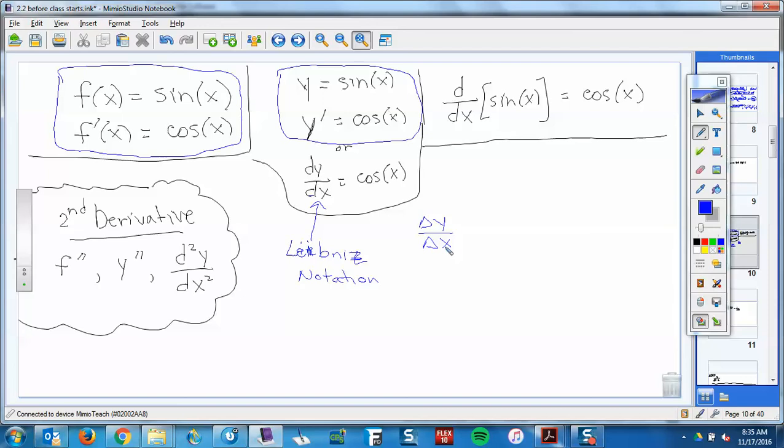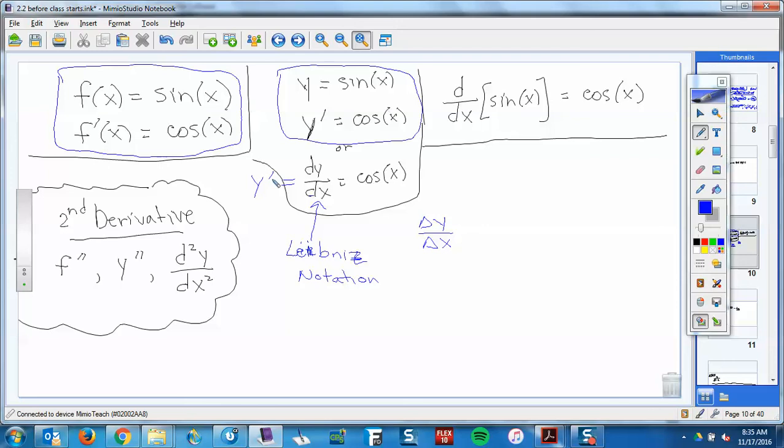Okay, now the one real advantage to Leibniz notation you see over here on the right. dy dx is the same as y prime. So when you see dy over dx, that means derivative of y with respect to x. So it's y prime. They're just exactly the same, just two different ways of saying it.